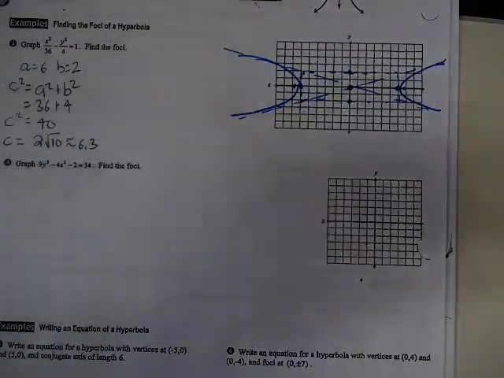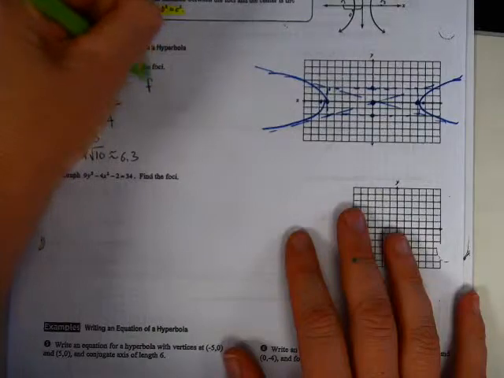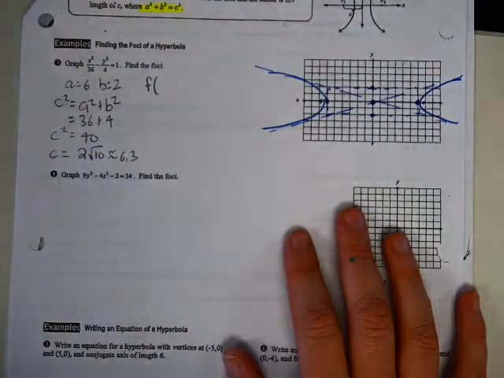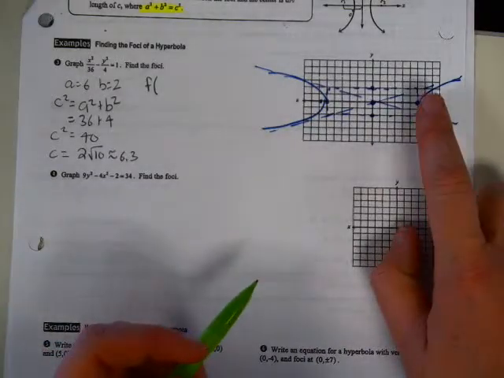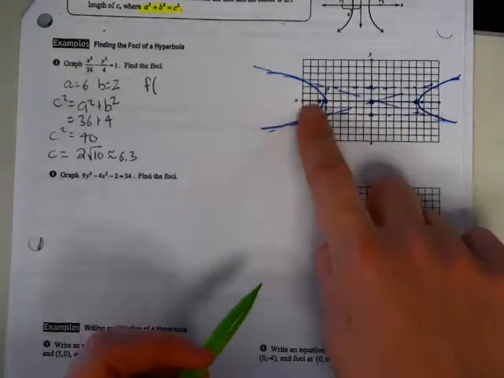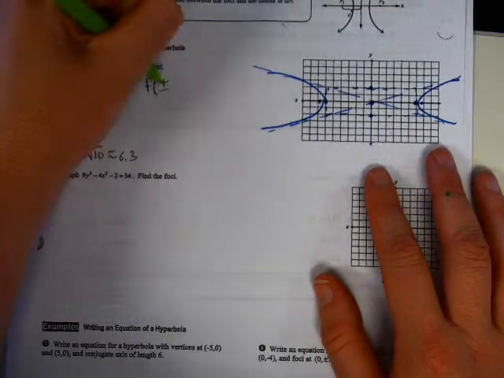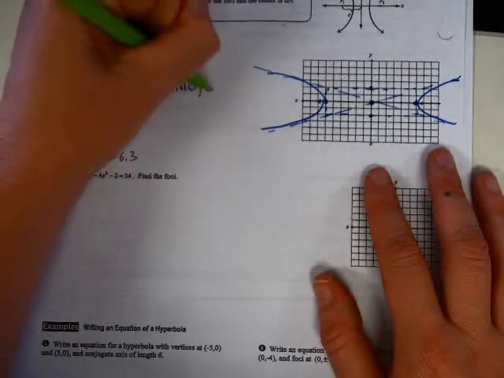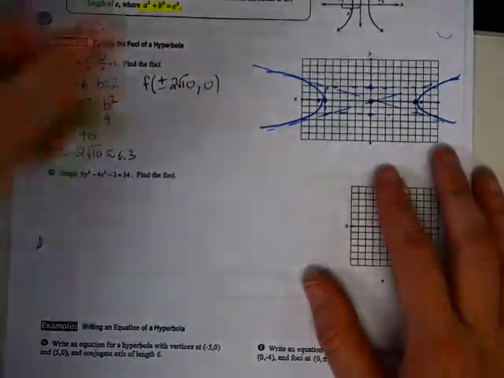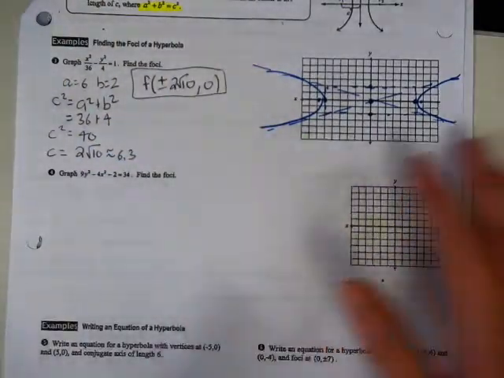And the coordinates, I'm going to do F. The coordinates of my foci are 2 rad 10, 0 and negative 2 rad 10, 0. So I'll just call it plus or minus 2 square root of 10, 0. So I've graphed and I've found the foci.